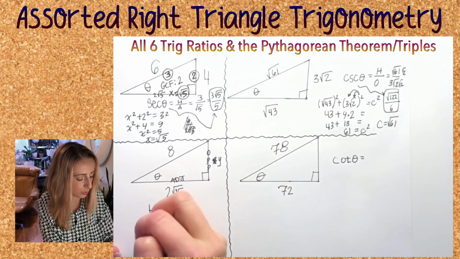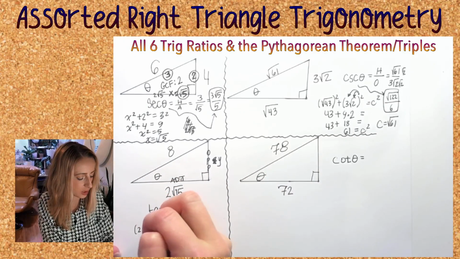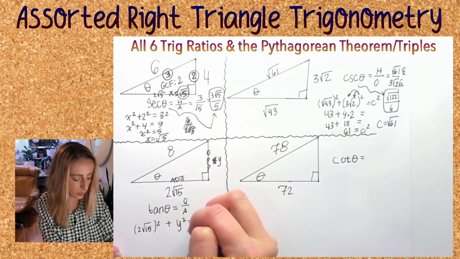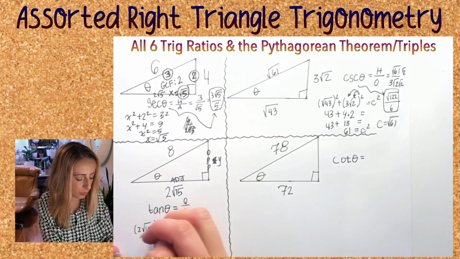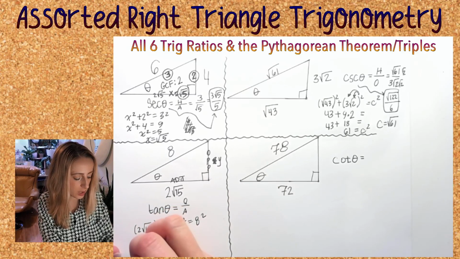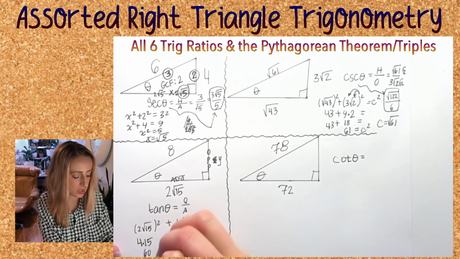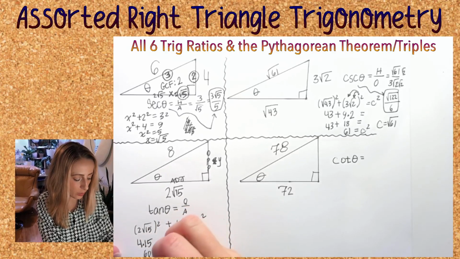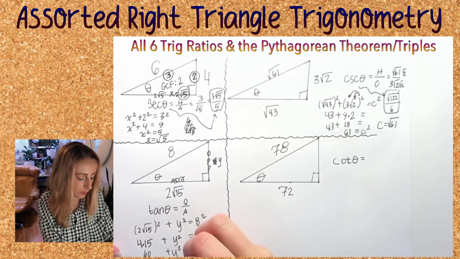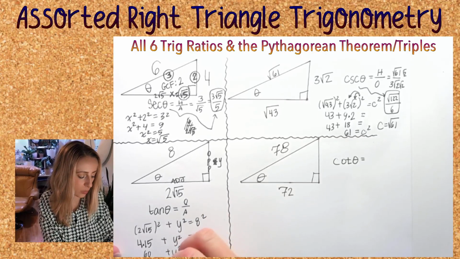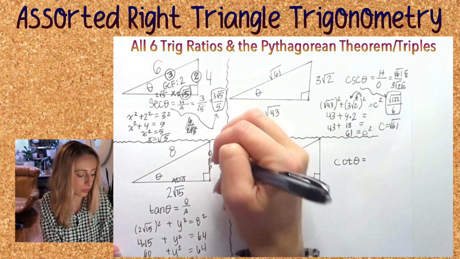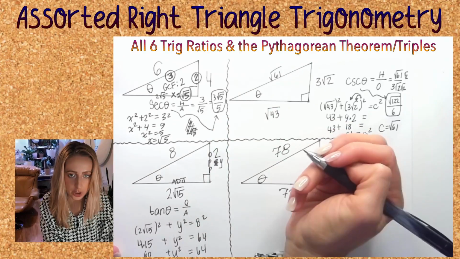So 2 root 15 squared plus y squared is 8 squared. 2 root 15 squared will be 4 times 15, which is 60, plus y squared is 64. Subtract the 60, y squared is 4, so y equals 2. So that side right there is 2.